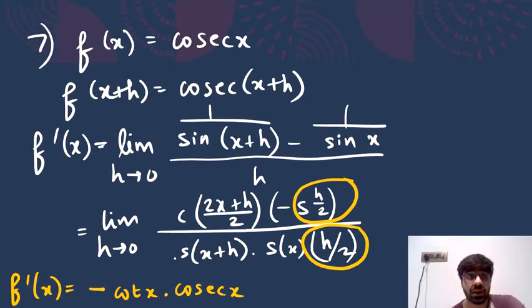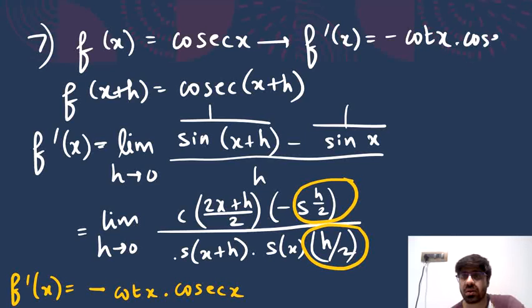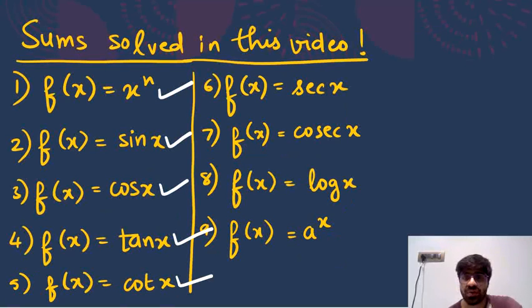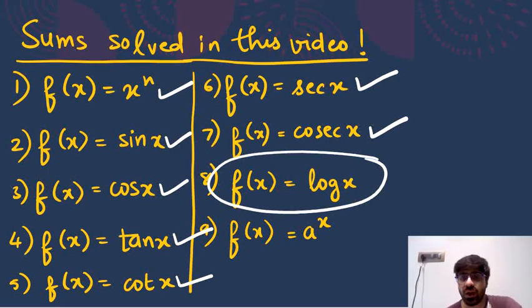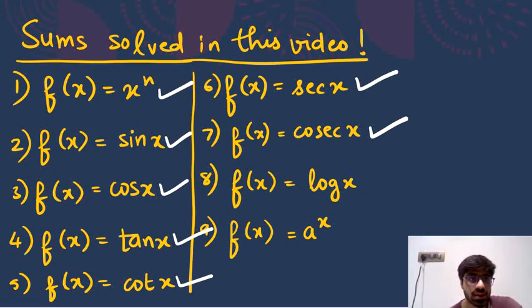So that's it. The derivative of cosec x, the value for f dash x, will be minus cot x into cosec x. Okay, that's how you solve the 7th question. And with that we go ahead with our next result. So we have solved the 6th one, the 7th one, and we move on with the 8th one, that is f of x equal to log x.